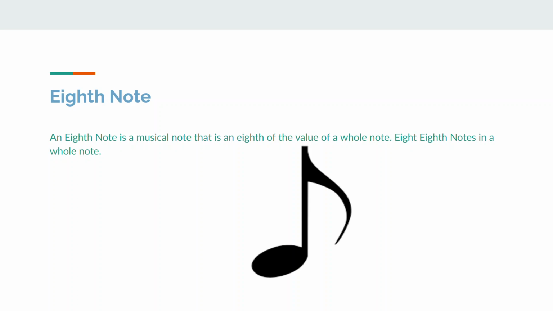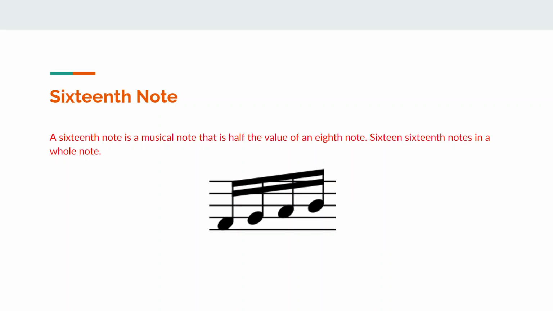Eighth note. An eighth note is a musical note that is an eighth of the value of a whole note. Eight eighth notes are in a whole note. That's where it gets its name, eighth note, because there are 8 of them in a whole note, and it's an eighth of the value of a whole note.